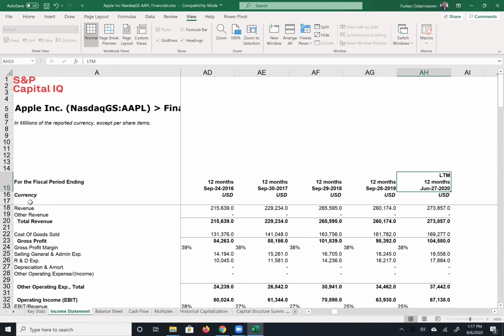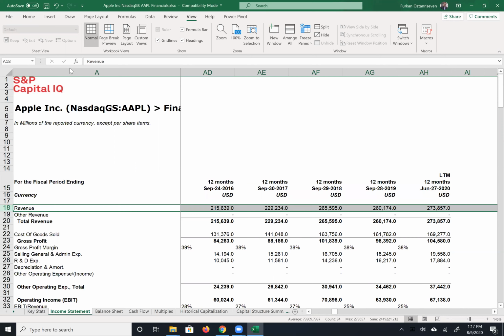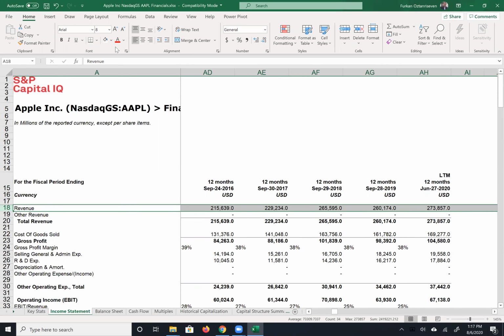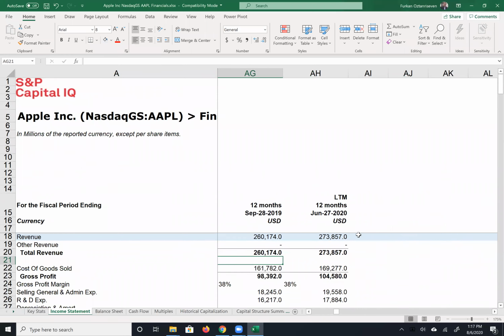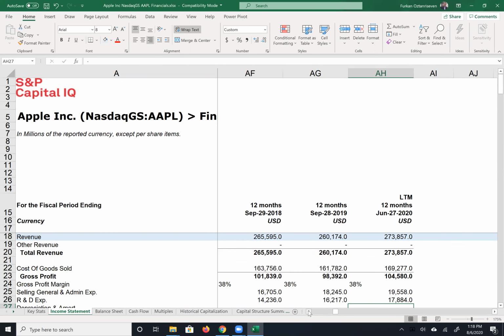So I think one of the most important things to discuss here is the revenue item. Basically, this is the amount of sales that the company generated. And if I zoom in, you can see that Apple generated $273.8 billion of revenue in the last 12 months, which is impressive. And you can see that this revenue fluctuates.